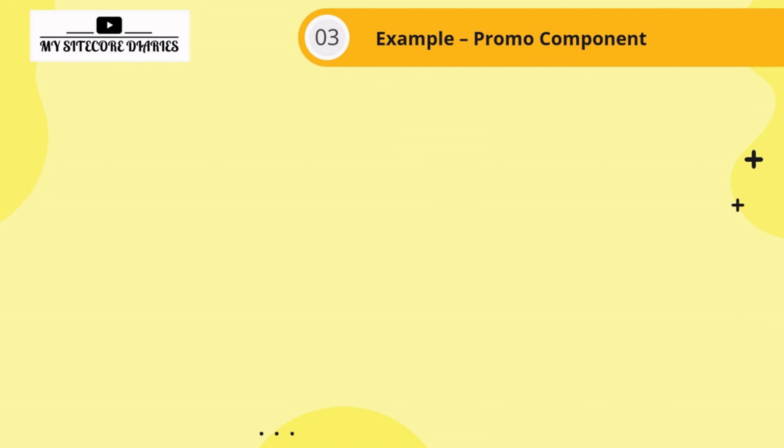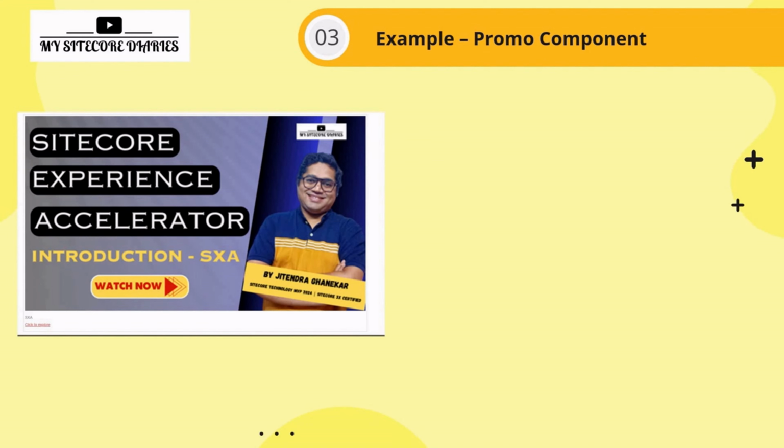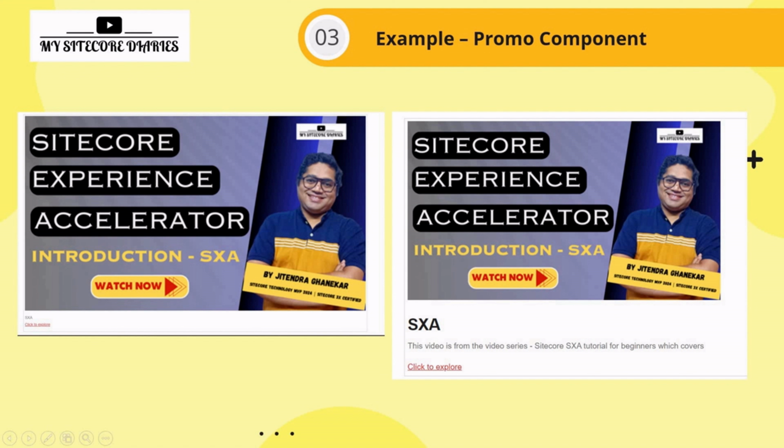So let's take an example. If you create a promo component, you will have this kind of structure where you have an image here, then you have a title and the link where you want to redirect from that promo. Now if I want to reduce the size of the image, make the title a headline H1, and add a description, and the link will remain as it is, then this is another version or variant of the promo component.